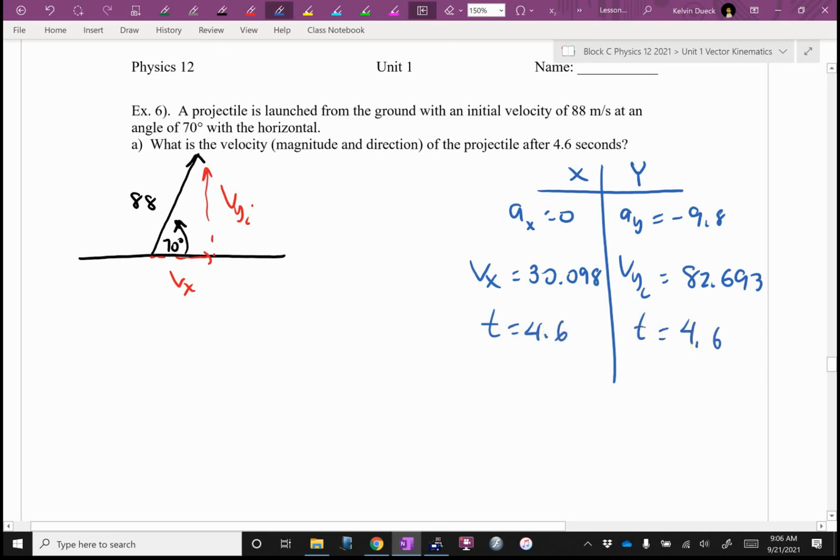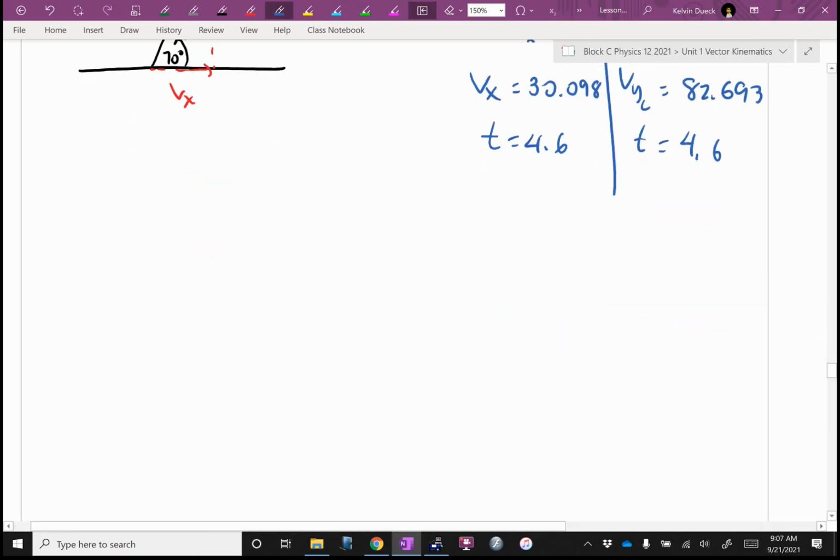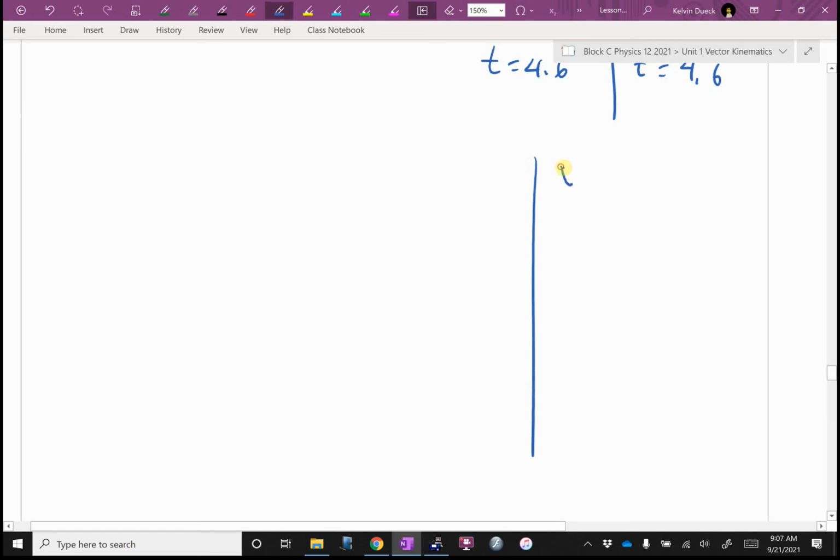I'm going to find Vy final first. If it's positive, I know it's on the way up. If it's negative, I know it's on the way down. The other thing I could have done is find time to top. If 4.6 is smaller than that, it's on the way up. If 4.6 is bigger than that, it's on the way down. But that's finding something extra. I really don't need to. I'm just going to find Vy final over here in the margin.